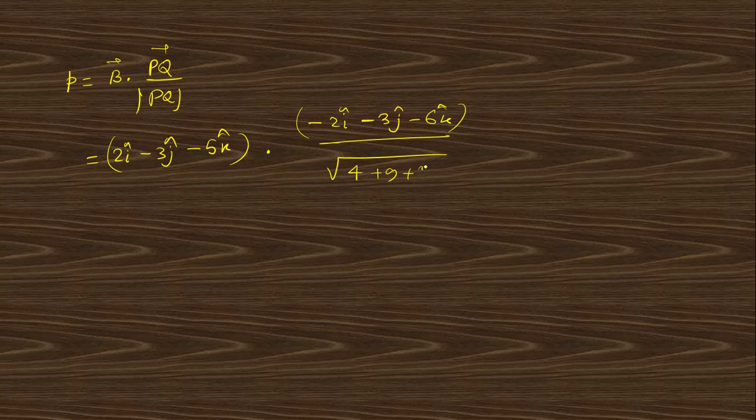B vector is nothing but 2 i cap minus 3 j cap minus 5 k cap dot PQ, that is minus 2 i cap minus 3 j cap minus 6 k cap by modulus, that is square root of 2 square 4, 3 square 9, 6 square 36. This becomes 1 by 7. This will be minus 4 plus 9 plus 30. This is nothing but 1 by 7 into 35, which is 5. This is the answer of this question.